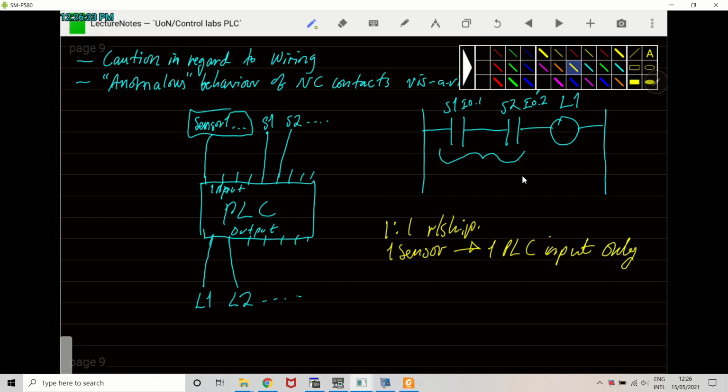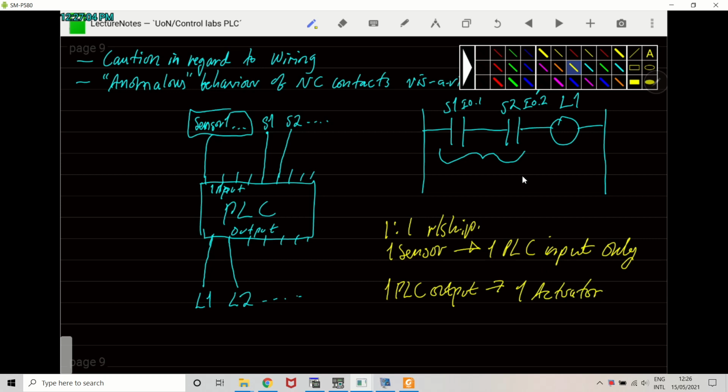So never have a sensor connected to two things, meaning one sensor connected to another sensor and then both of them to the PLC. I'm saying this because easily in the lab it will be violated, but it should not be. And similarly, I can say that one PLC output should be connected to just one and only one actuator.